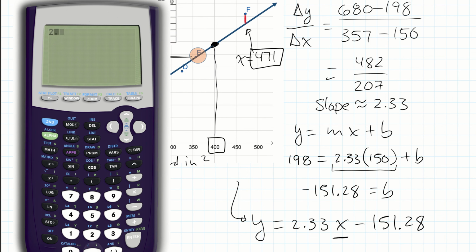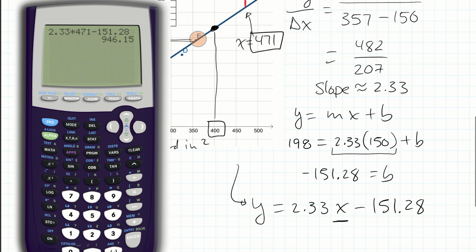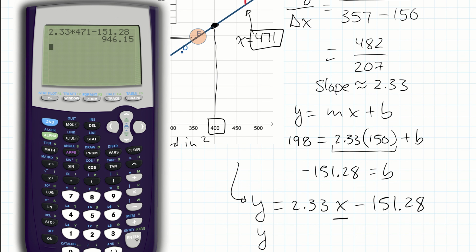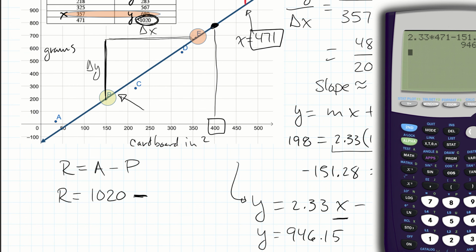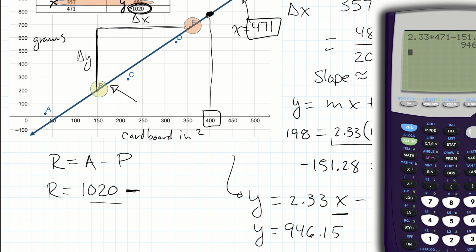I'm going to take 2.33, multiply by the 471. Got it, 2.33 times 471. And then I'm going to subtract 151.28. So my model predicts that when x is 471, y should be 946.15. You can see that's lower than the value that was stored in my data set. So my residual is the actual 1020, the one number recorded in the data set, minus what's predicted, which is 946.15.